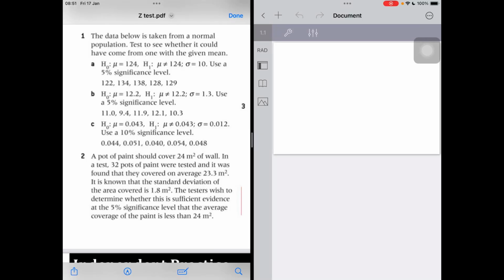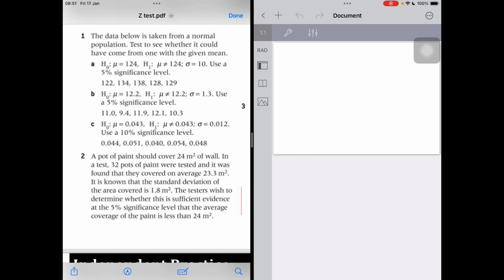So let's do the z-test here. About the z-test. The first one, data below is taken from a normal population. So the null hypothesis is the mean is 124 and the alternative is the mean is not 124.